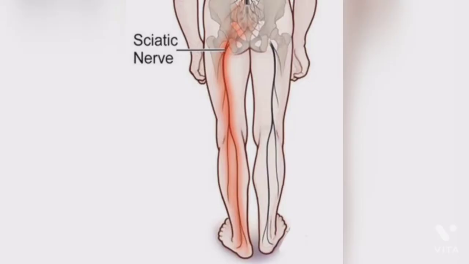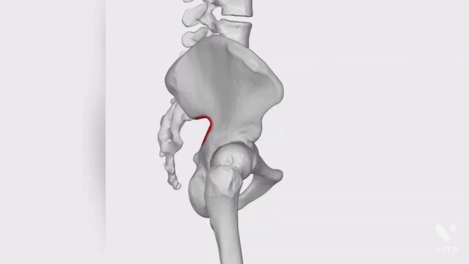Sciatic nerve. Sciatic nerve enters the gluteal region through the greater sciatic foramen below the piriformis. All the muscles of the back of the thigh, that is the hamstring muscles, muscles of all compartments of the leg, and the muscles of dorsum and the sole of the foot are supplied by sciatic nerve. This image shows the greater sciatic notch.